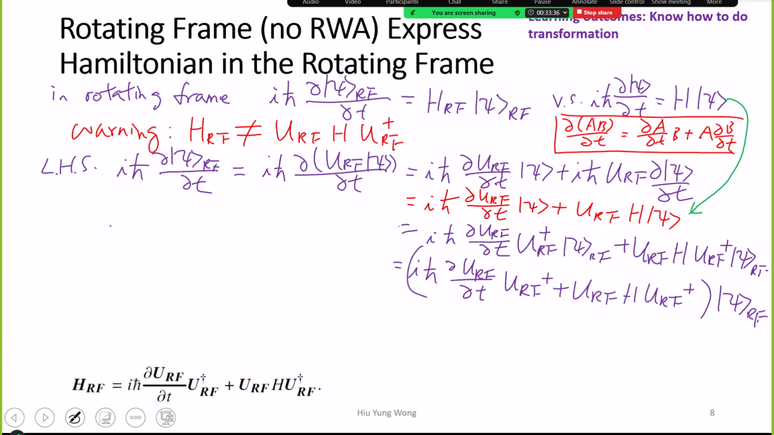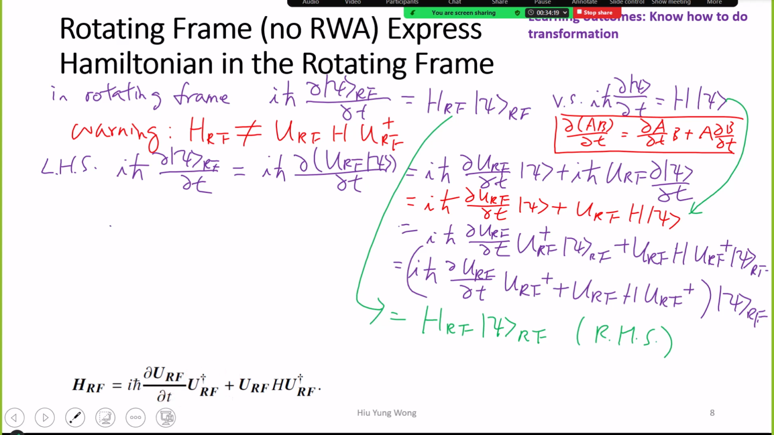But what did we say? We say this one is just equal to HRF times psi RF, from here. Because this term equals the right hand side. So what I have done is just to show you that HRF is equal to this complicated term. So HRF is not just URF H URF dagger. It also includes this term. And it is equal to this term if actually URF is not time dependent, then this will be 0.